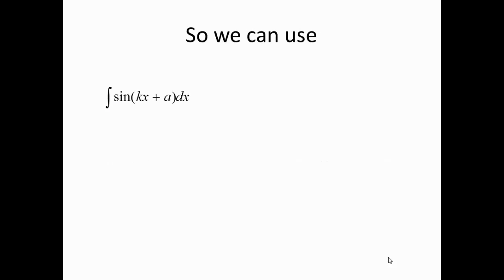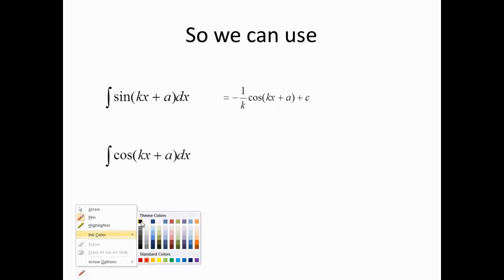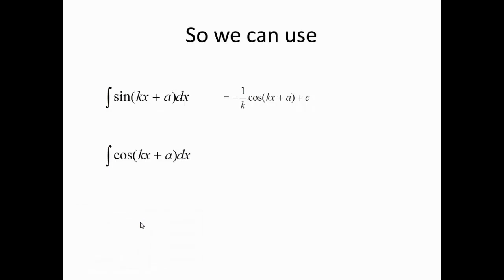So let's do that in reverse. Now we want to find the antiderivative of sine(kx + a). Well, that is minus 1 on k cos(kx + a) plus c. Remember the plus c. Remember always, this is an antiderivative, so when we anti-diff, we're getting a plus c.